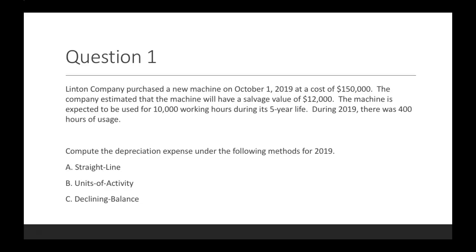The company estimated that the machine will have a salvage value of $12,000. The machine is expected to be used for 10,000 working hours during its 5-year life. During 2019, there were 400 hours of usage. So we need to compute the depreciation expense under each of the following methods for 2019. So we will use straight line, units of activity, and the declining balance method.